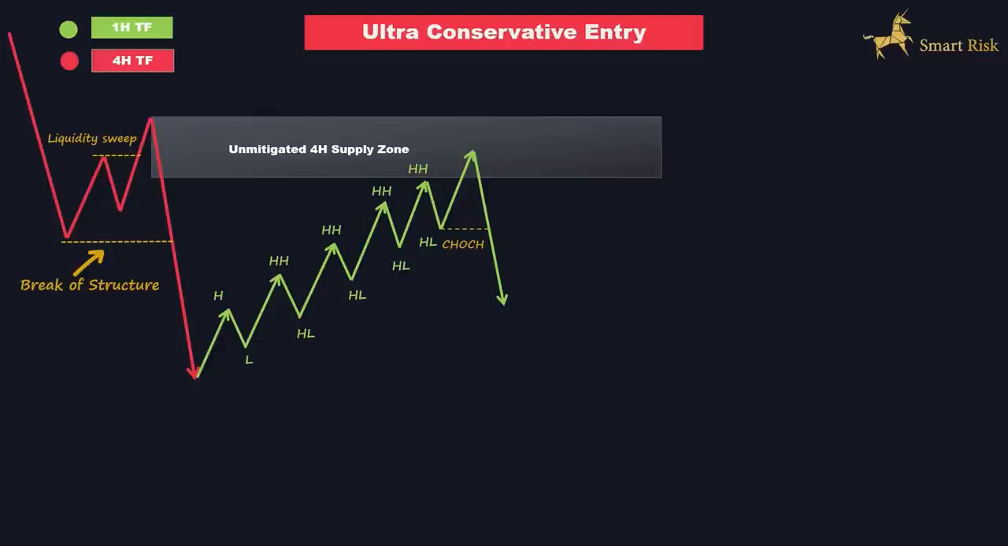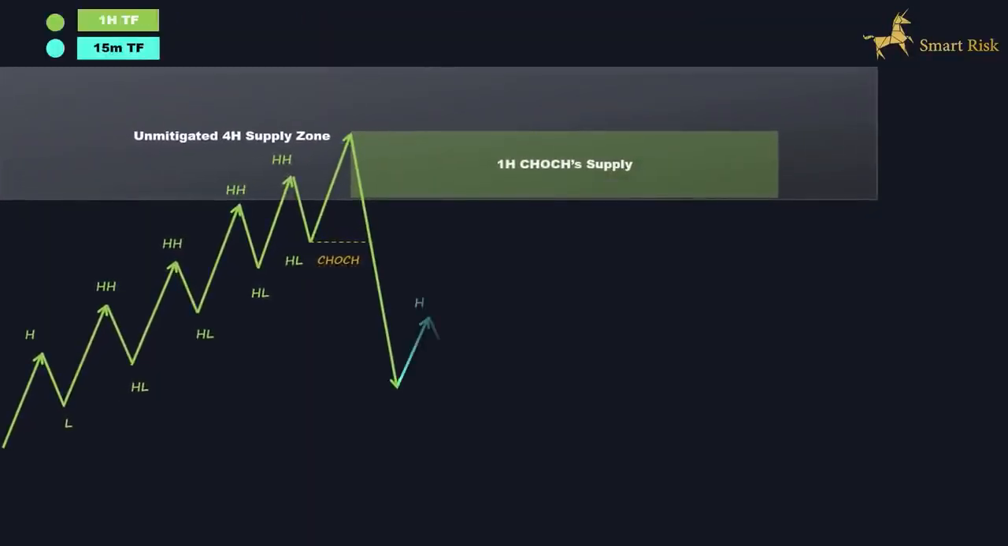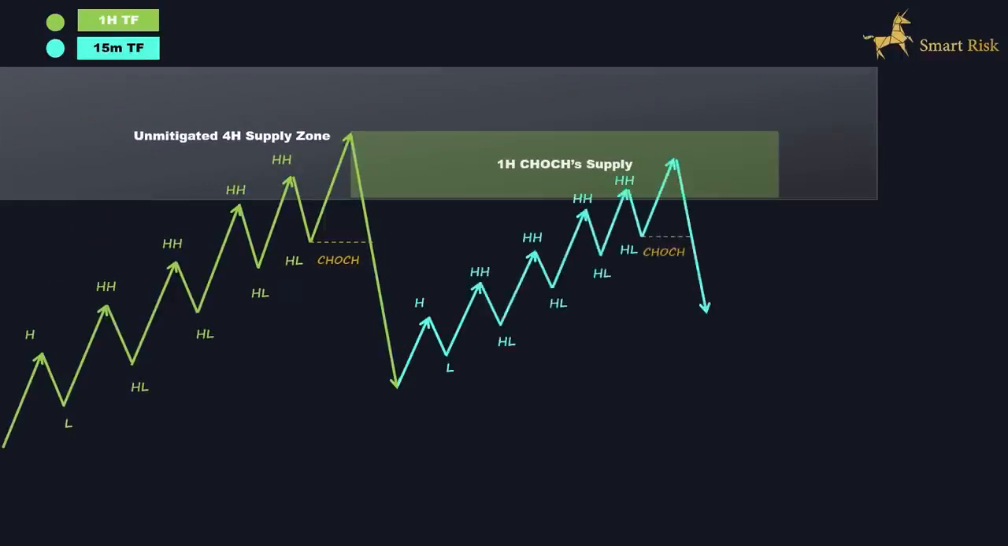After detecting the confirmation for market structure shift on the 1-hour time frame, to apply the ultra-conservative entry setup, we need to follow a few steps. First, we should identify and highlight the supply zone generated by the change of character's bearish wave. Then we need to zoom into a lower time frame like the 15-minute time frame and patiently wait for the price to tap into the identified 1-hour time frame supply zone to get reversed from it and create a change of character on the 15-minute time frame.